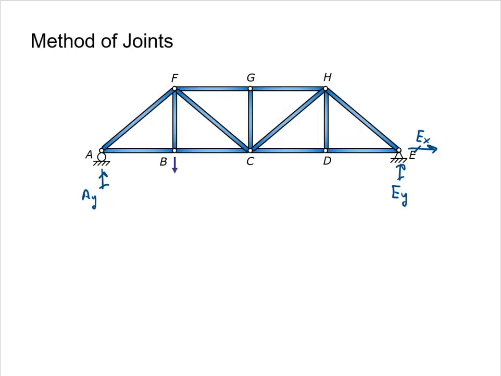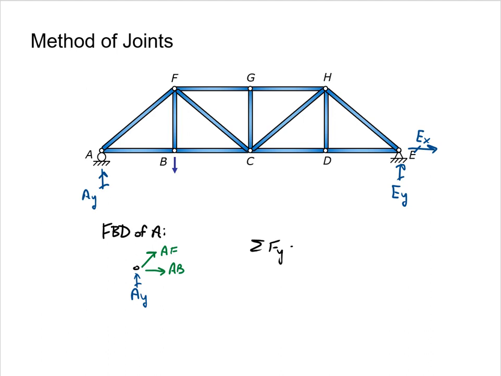If we want to use method of joints, we can start with joint A. I always draw the unknown axial force as pulling. If the result of equilibrium is positive, the member is in tension. If the result of equilibrium is negative, the member is in compression.